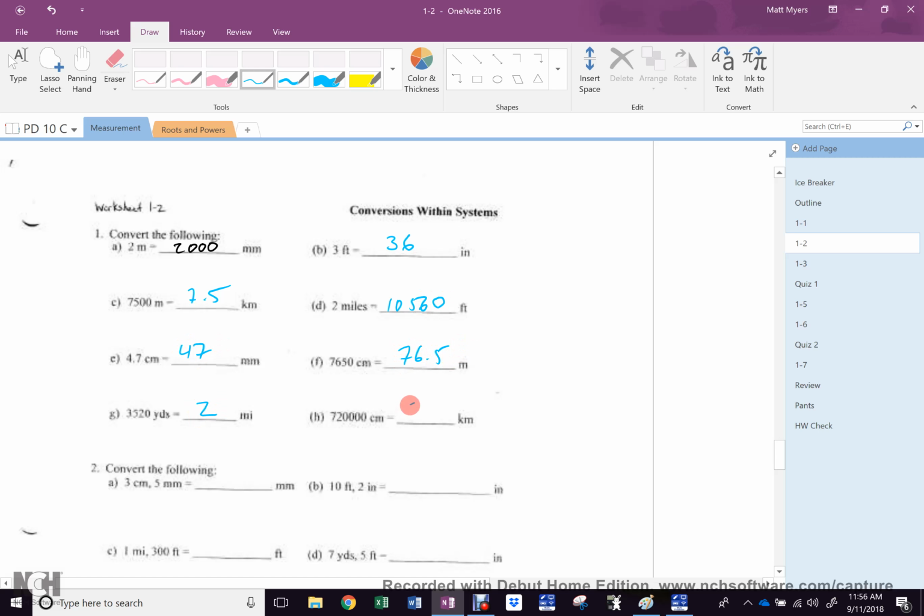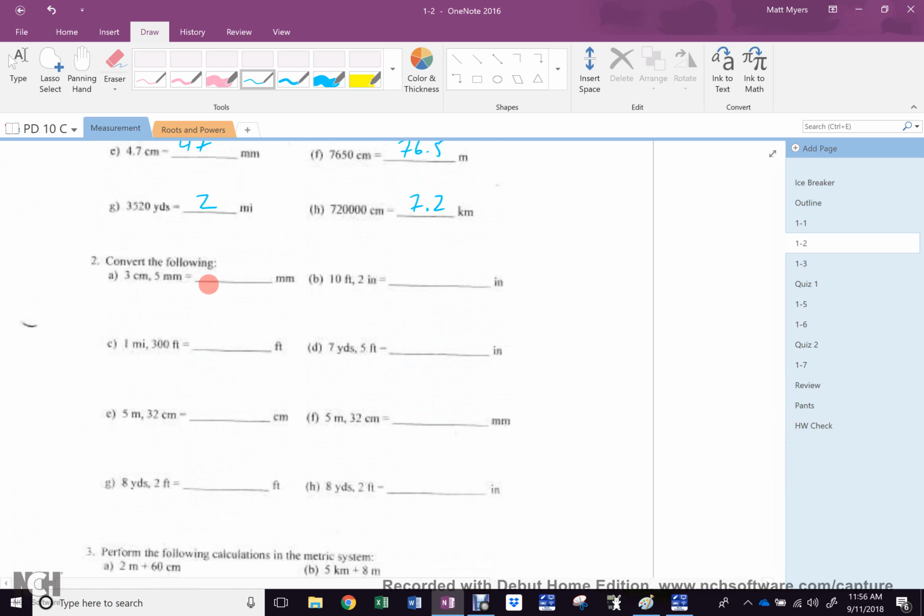G. H. 7.2. This is my favorite one. I went on a 7.2 kilometer run yesterday. You mean you ran 720,000 centimeters? I love metric. Now, these ones are a little harder. Why? How many right answers could I write there?